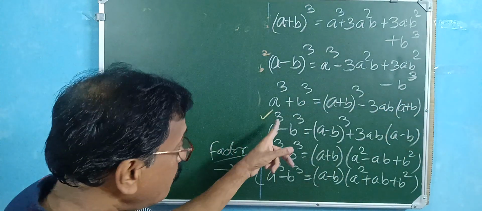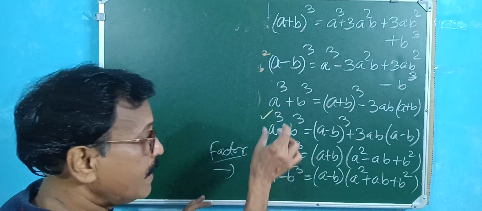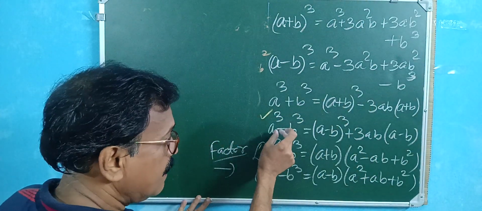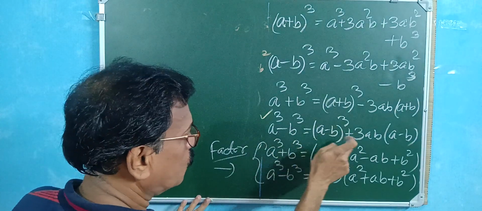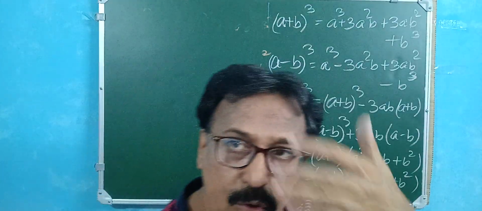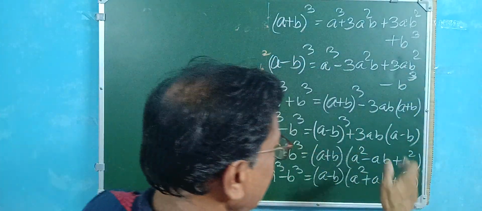This is the same. Now in case of a cube minus b cube, it is a minus b whole cube first. Don't forget: a cube minus b cube, a minus b, and if this is minus, this is plus. So this is an easier way to remember the formula, and this is a minus b.